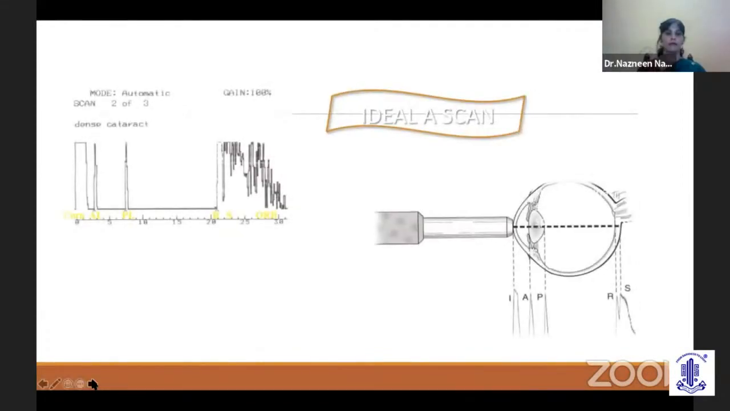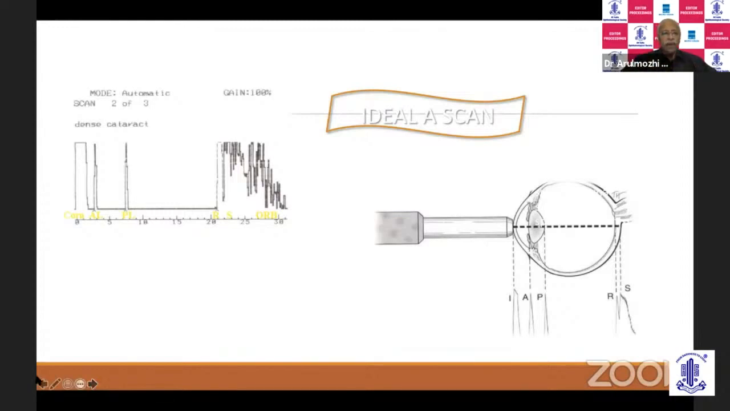The ideal scan should have the initial corneal spikes. If it's done with the immersion method, you can actually see a twin spike of the cornea. If it's a contact method, it would come out as a single spike. Then you would see the anterior chamber, then the anterior lens spike, the posterior lens spike, then the ILM, or the retinal spike, and then the sclera and the orbital tissues.